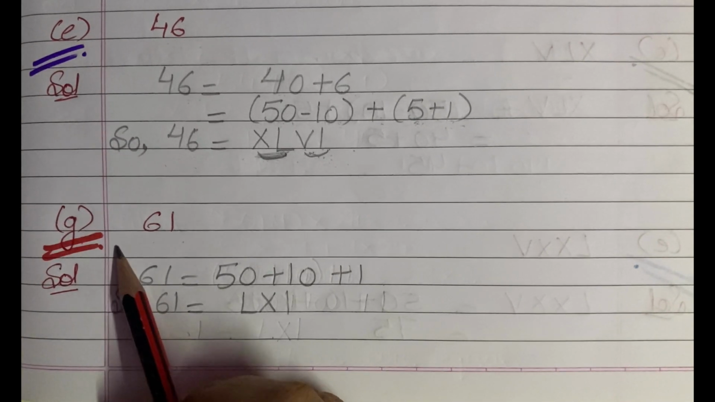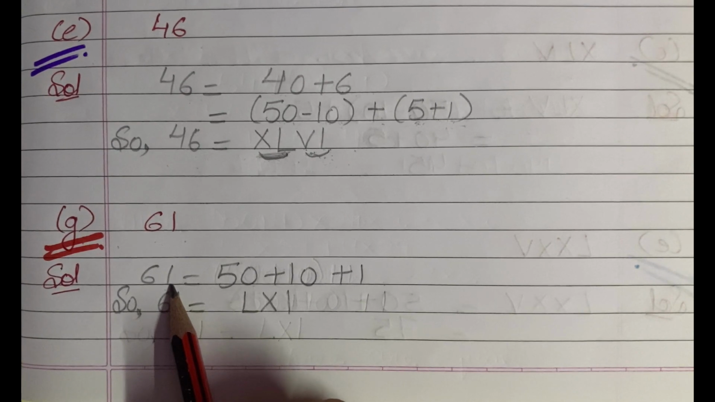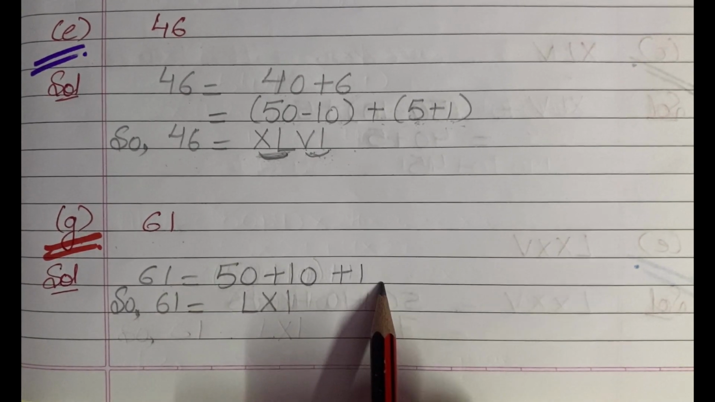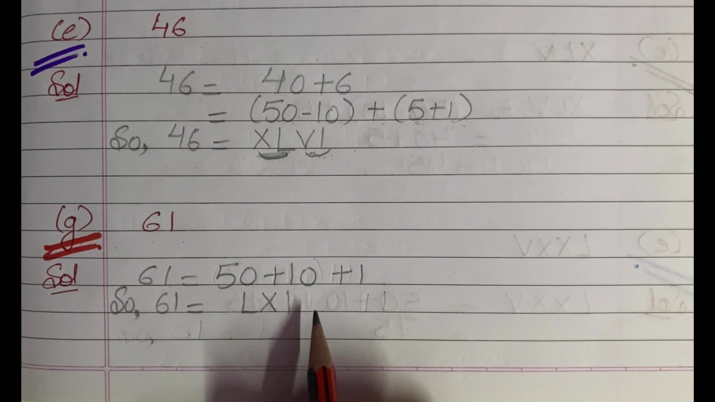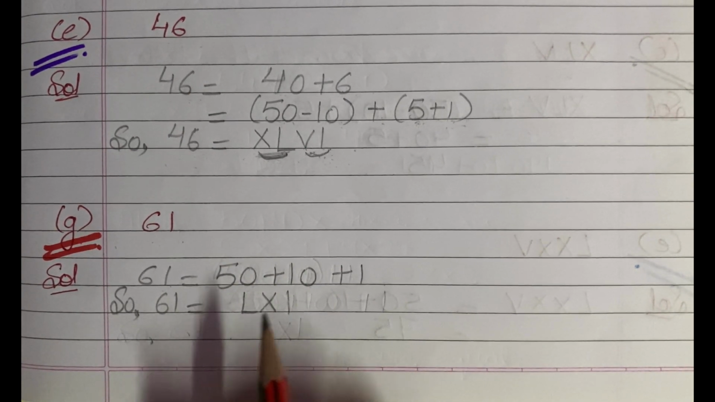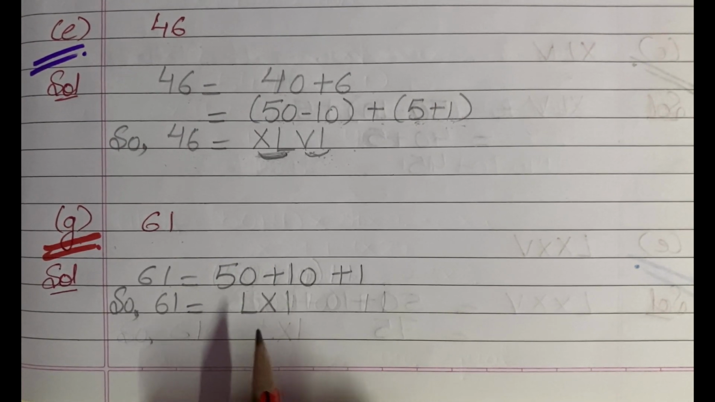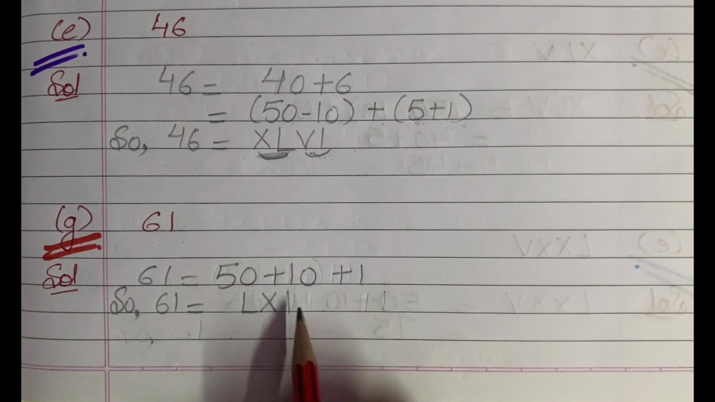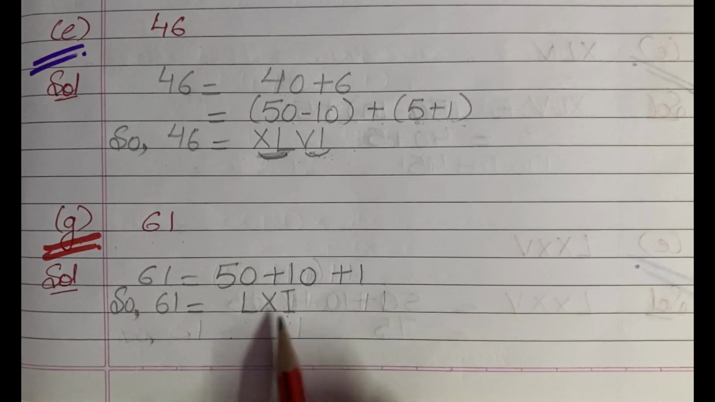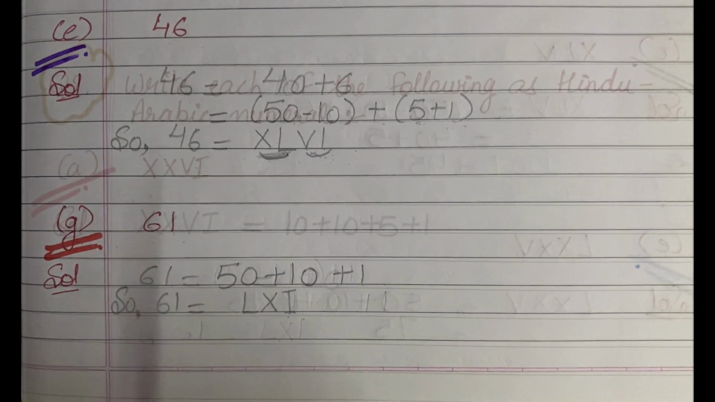Next is G part, and in G part we are having 61, and you know that 61 can be written as 50 plus 10 plus 1. And students, you know that it is a case of addition, and in case of addition the smallest Roman numeral will be written to the right of the biggest Roman numeral. So here the Roman numeral for 50 is L, the Roman numeral for 10 is X, and the Roman numeral for 1 is I. So 61 can be written as LXI. Hopefully it is clear to you.